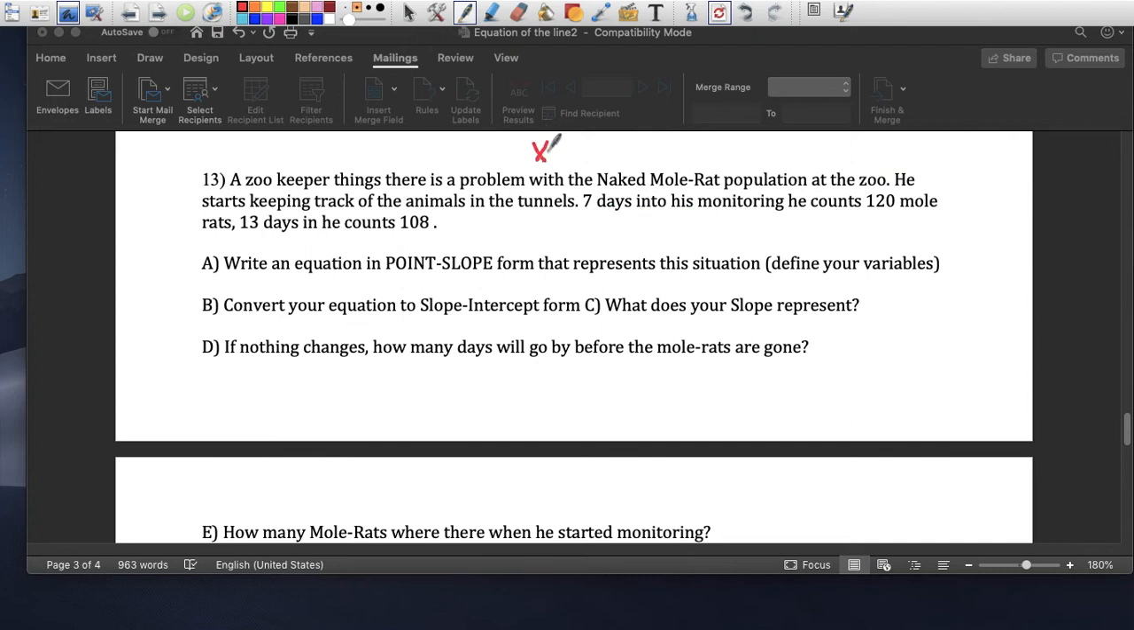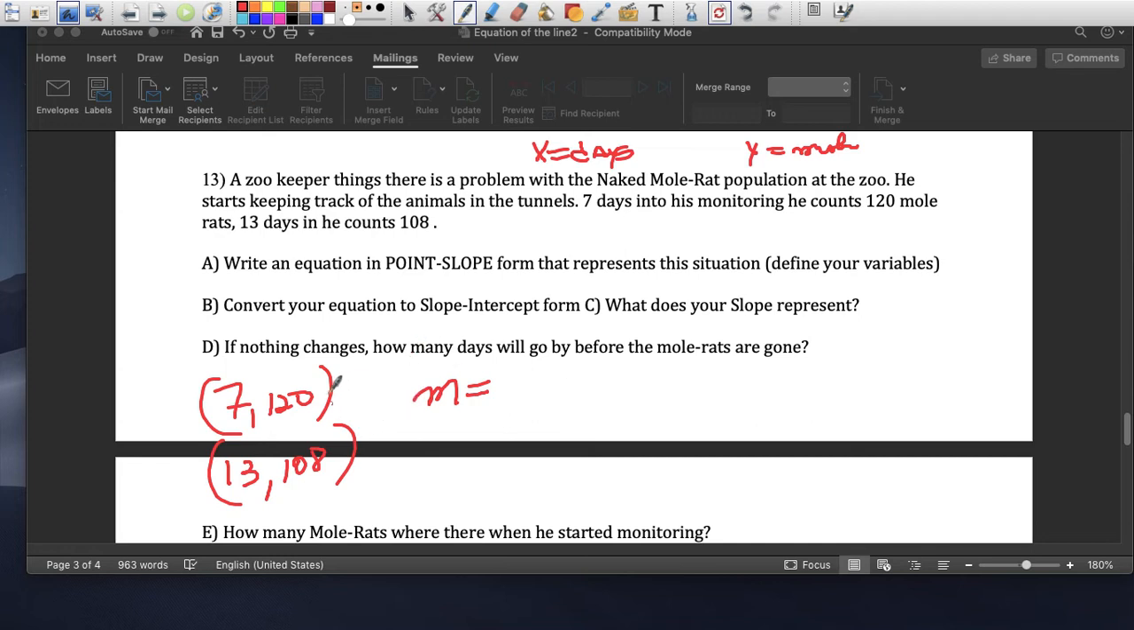So again, x equals days, and y is going to be the moles. So we have a point. It will be 7 days and 120, and we have another point, which is 13 and 108. So write in the equation. We need to find all that stuff. We don't have a slope, so we have to find it. So let's find the slope.